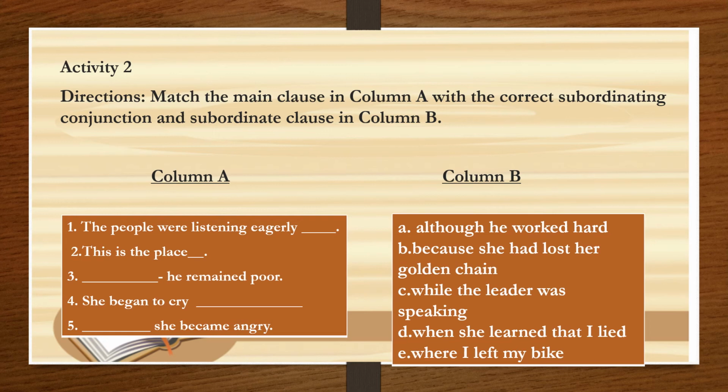For column B, letter A, although he worked hard. Letter B, because she had lost her golden chain. Letter C, while the leader was speaking. Letter D, when she learned that I lied. And letter E, where I left my bike.